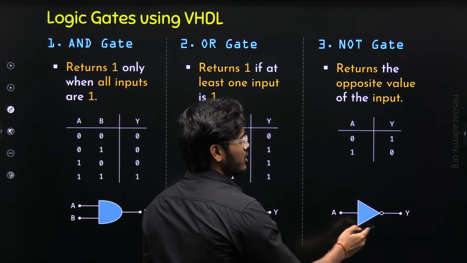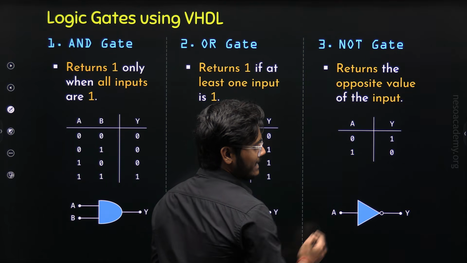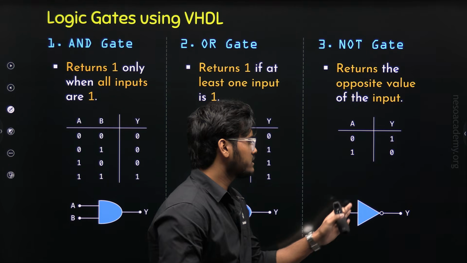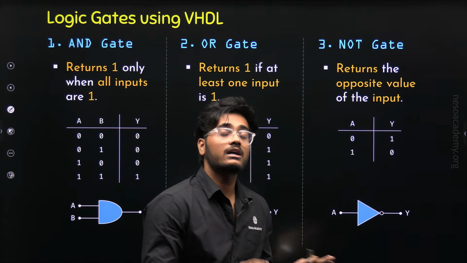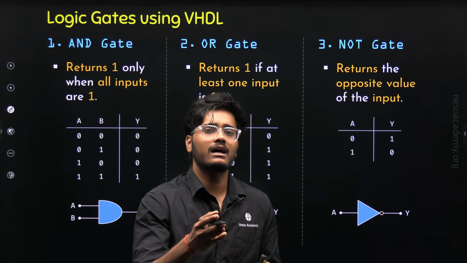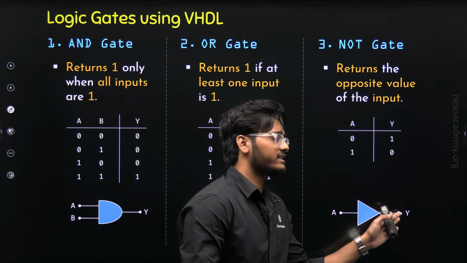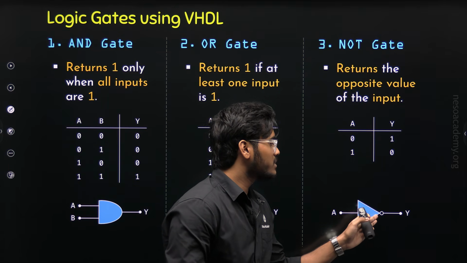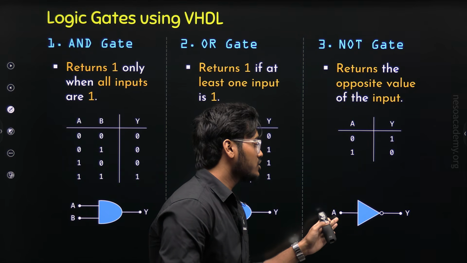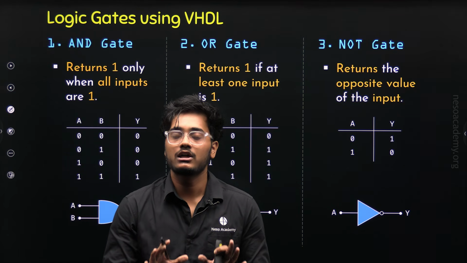Now, let's see the symbol of the NOT gate. It includes a triangle pointing to the right with a bubble at the end. Now, what happens if we remove this bubble? We are left with this triangle, and this triangle represents a buffer. Now, what is a buffer? Buffer is a circuit which passes the same signal as it is. So, in a buffer, this input A will reflect as it is at the output Y. So, by adding this bubble, we are inverting the input. This bubble is performing the inversion operation of the input. So, I hope you understand all three basic logic gates.